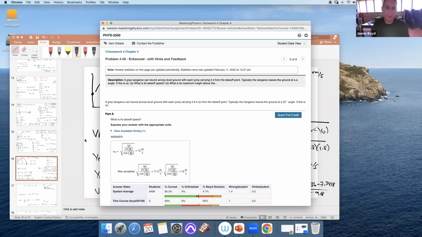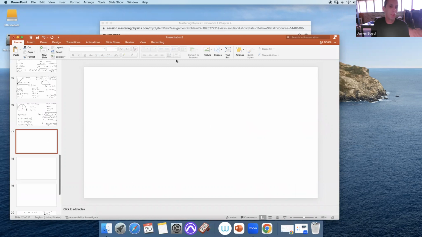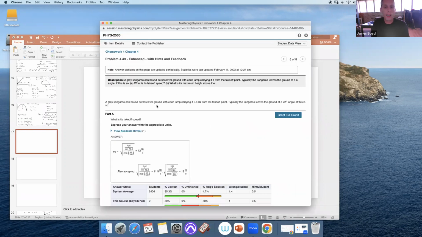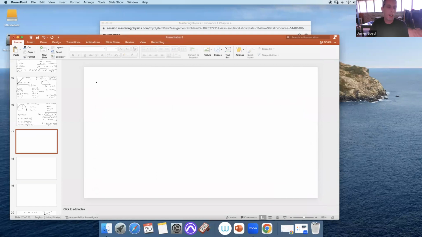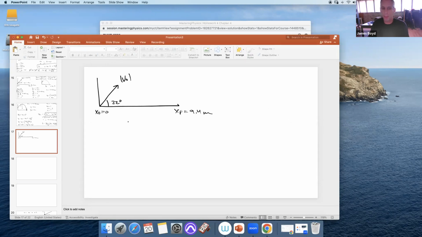And this is our last problem. In our last problem, we have a kangaroo. A kangaroo can jump across the ground and it can go 9.4 meters. It leaves the ground at 22 degrees. So we know that it's going to leave the ground. We don't know what its initial magnitude is. We know that X initial is 0 and X final is 9.4 meters. So we know the angle and we know how far it can go. And we want to find its takeoff speed.